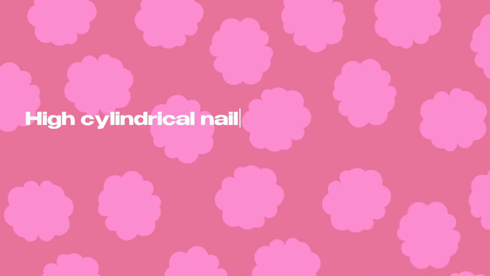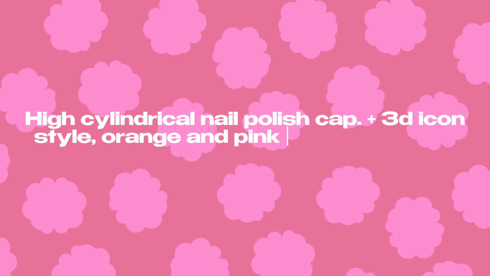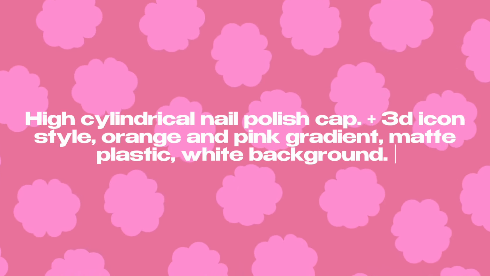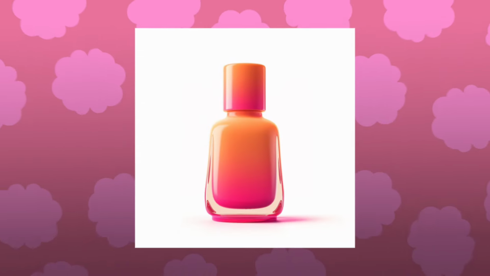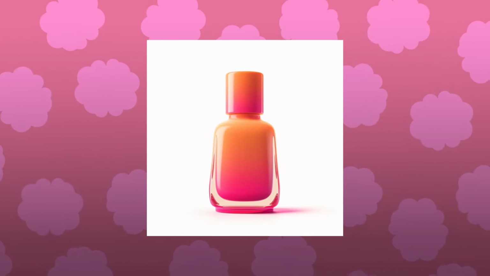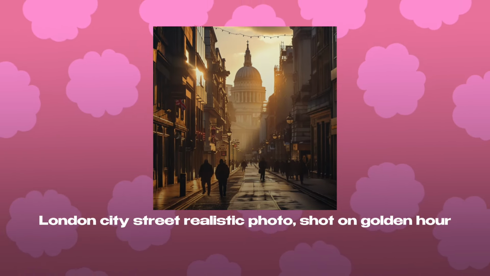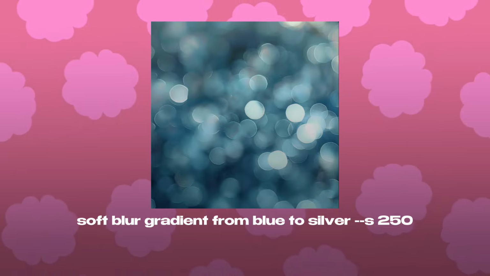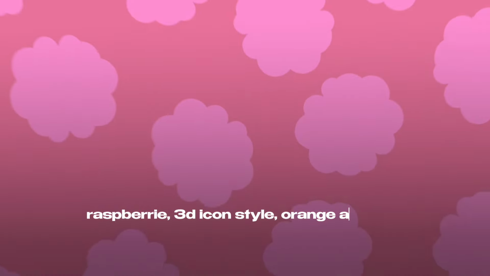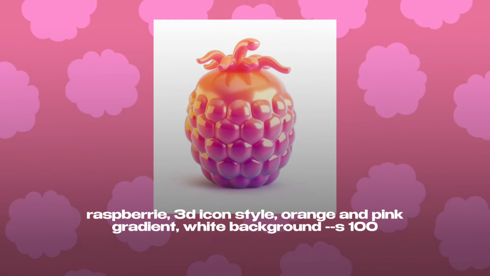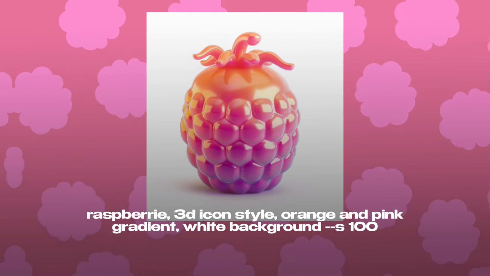Sometimes an object is just an object, like tall cylindrical nail polish cap plus 3D icon style, orange and pink gradient, matte plastic, white background. And if the result isn't quite right, here's what you can do. Regenerate. Sometimes just making a new image without any changes does the trick. Rewrite the prompt. Tweaking your description can help fine-tune the results. Use vary. If you like an image but just want to adjust it slightly, this option lets you remix it.